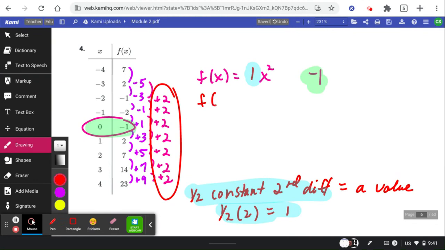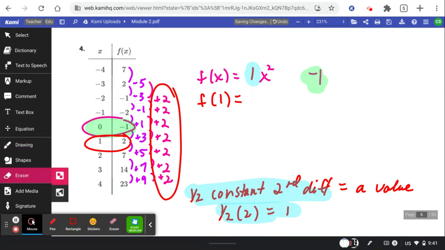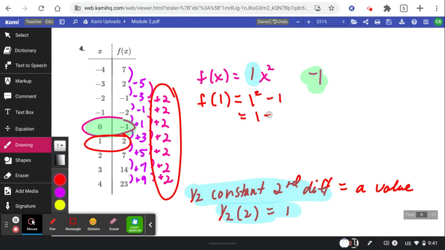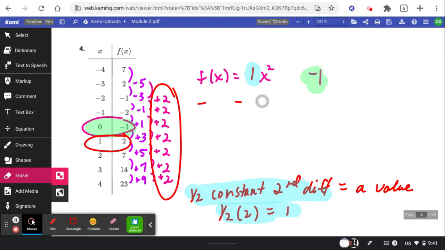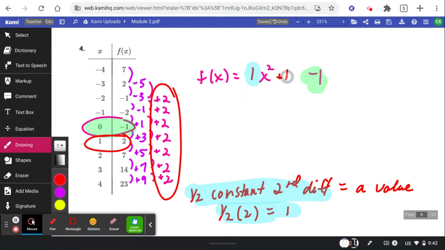So if I were to say f of 1, notice right here that I'm supposed to get an output of 2. So let's plug in 1 squared minus 1. 1 minus 1 is 0. That does not give me the output I need. I need a b value. So here's where we have to work backwards to solve for b.